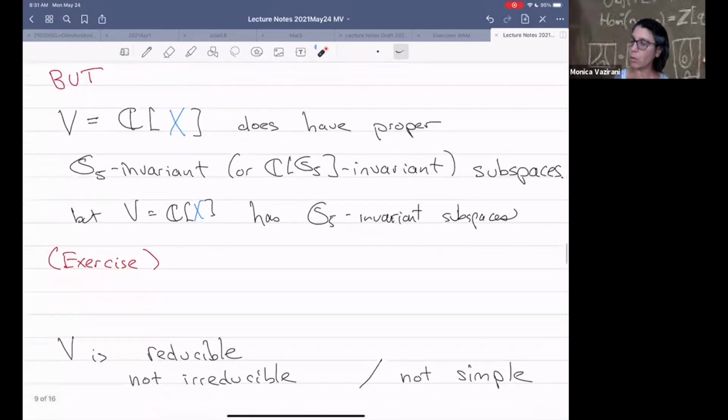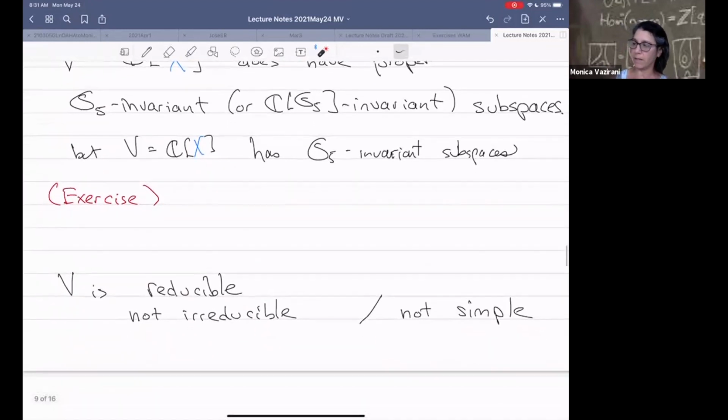So when you have an invariant subspace like this, invariant for the action of your group or your group algebra, then we'll say that our V is reducible, meaning it's not irreducible. So reducible, irreducible, mutually exclusive. And sometimes we'll see the word simple. Sometimes instead of irreducible, you'll see simple. So V is not simple as a representation of S5 or as a representation of the group algebra, C S5.